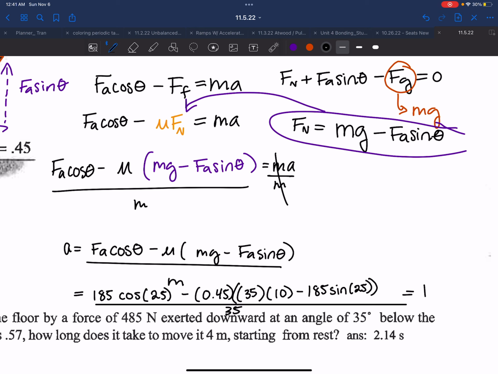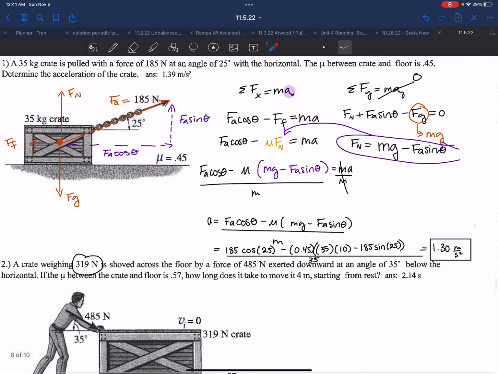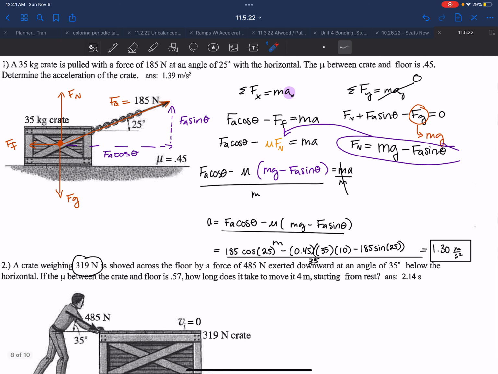So from here, if I put this into the calculator, then it'll be 1.3, even though my given answer was supposed to be 1.39, but it's really because I used 10 for gravity instead of 9.81. So if we were to interpret this, whenever this block is being pulled here, then that means the acceleration is going to be 1.30, and acceleration will depend on the amount of force that is being applied.